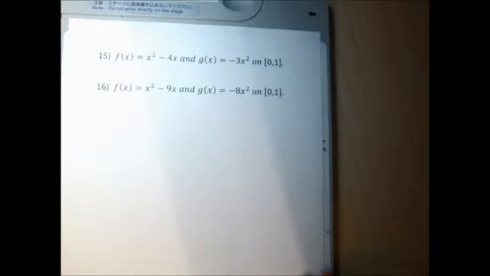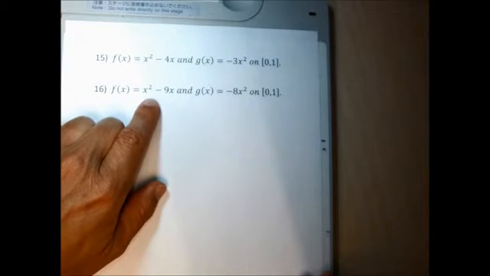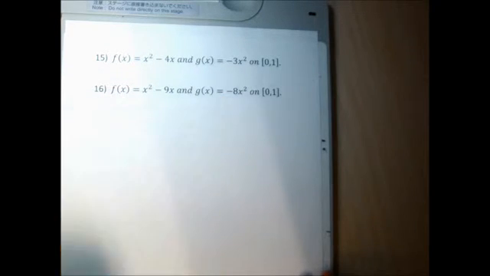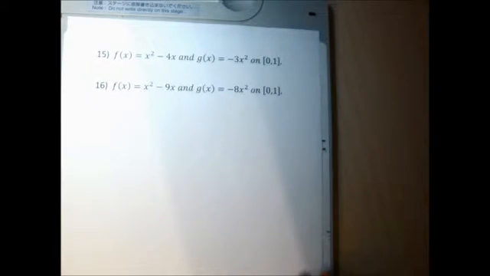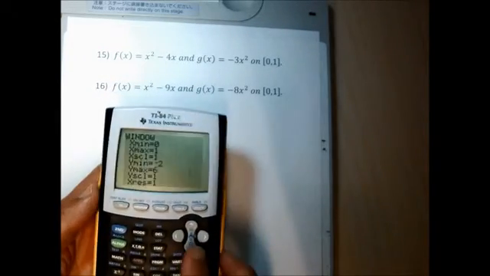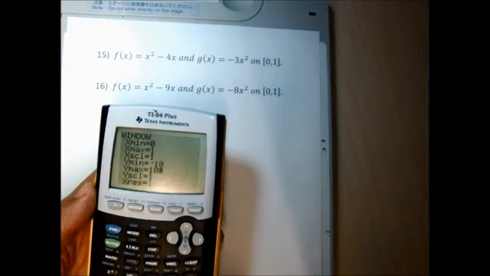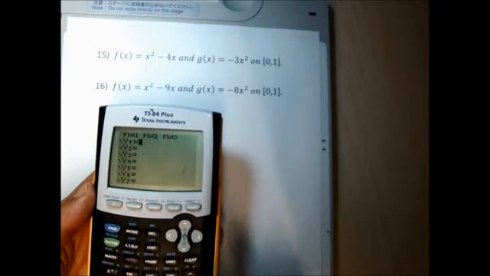So moving on to 16, I need to graph x squared minus 9x in my y1 and minus 8x squared in my y2 and see which is on top in the window from 0 to 1. I already have that window from 0 to 1 in. Let me change my y's back to negative 10 to 10 because that's usually where I like to start. So clear out this function.